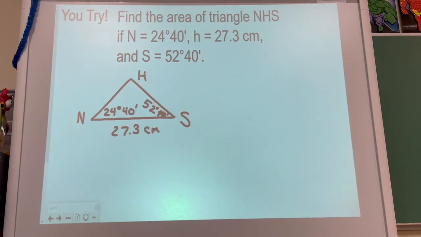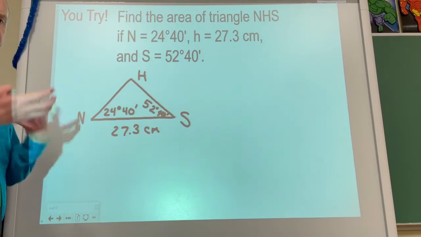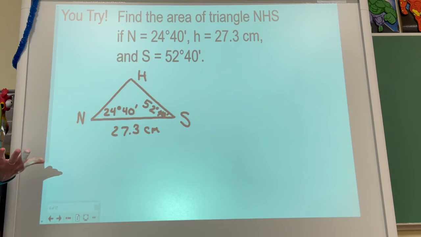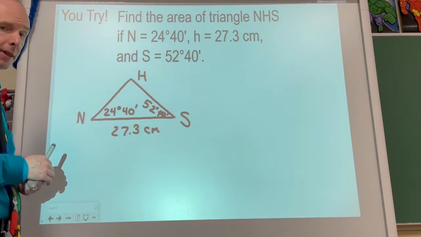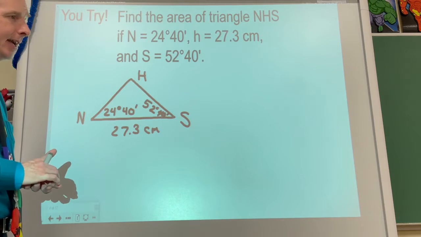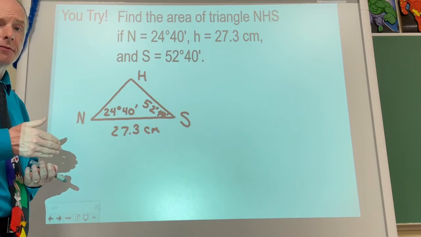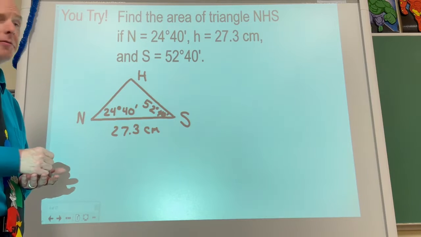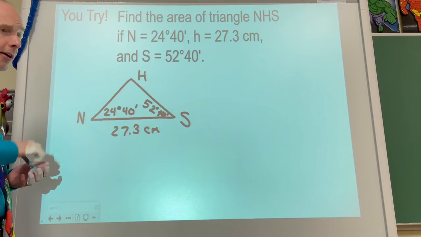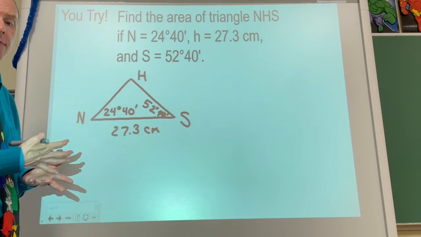And if you're sitting there thinking, well, area, I need two sides and the angle between them, you're right, you do. So how can we find our missing side? We need two sides. We have one. Well, law of sines: a over sine A equals b over sine B equals c over sine C. So I need to figure out my missing side, whichever one I want to use.